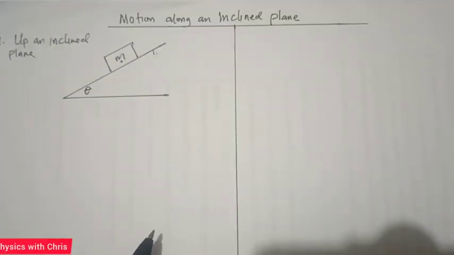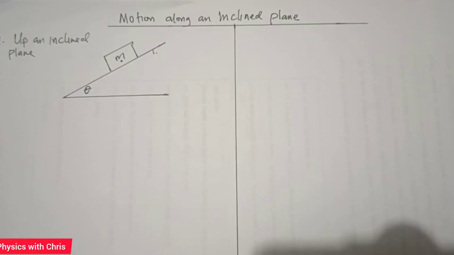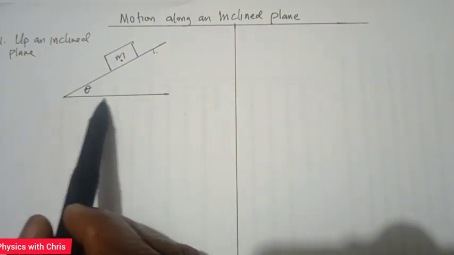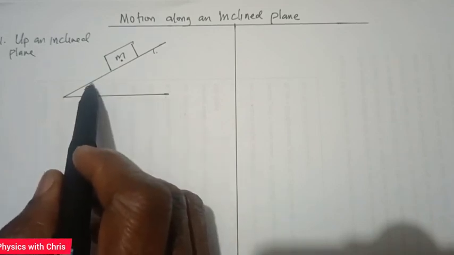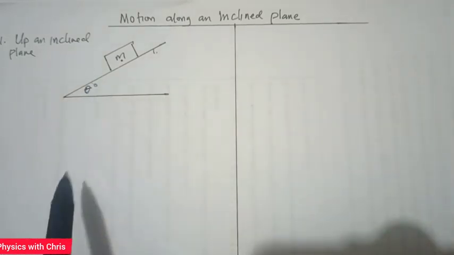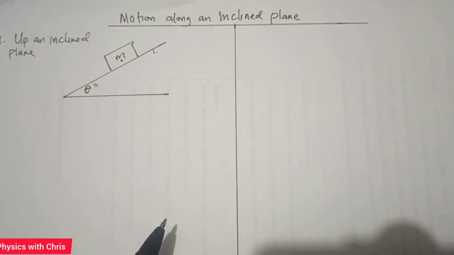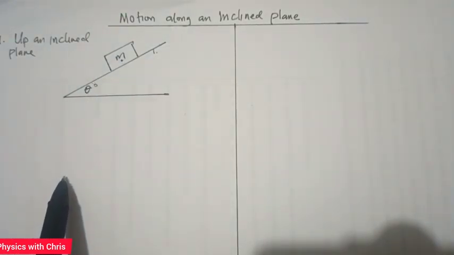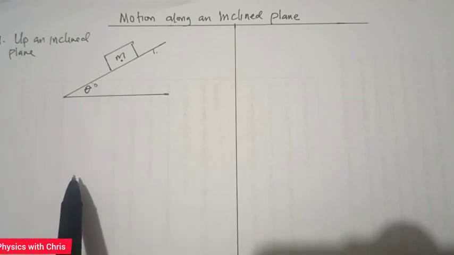In this video, I'll be looking at the motion of a body along an inclined plane, a ramp or a surface that is inclined at this angle theta degrees to the horizontal. Now, let's suppose that this body of mass m is on this plane.